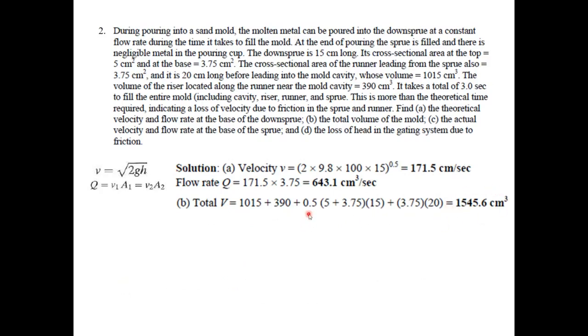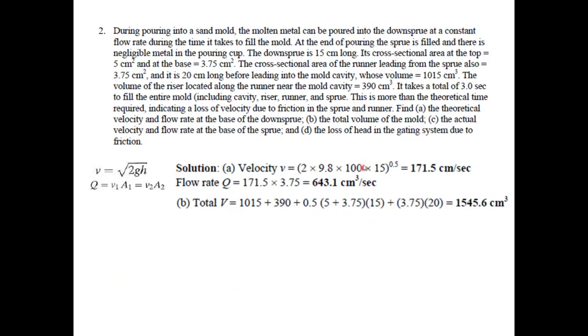comes to this much. Please note that the down sprue has got a conical shape, so we've got to multiply this figure by 0.5, which takes into consideration the shape of the down sprue, which is conical. That's why we are multiplying by 0.5.